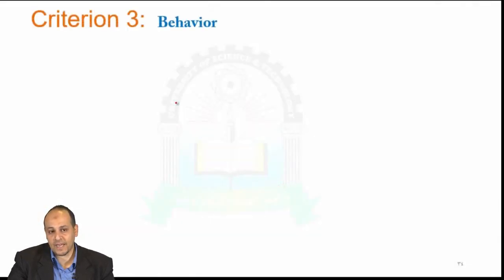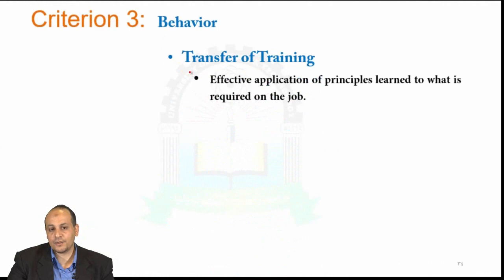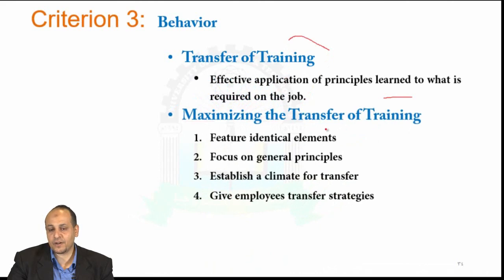The third point is about the behavior itself, which is a good way to measure the effectiveness of training. So here, transfer of training: effective application of principles learned to what is required in the job. In other words, what has been learned must be practiced in real life. Maximizing the transfer of training, how can we do that? How can we maximize such a process, which is what should be done as for the training contents and how to do it in reality? We have 4 points.